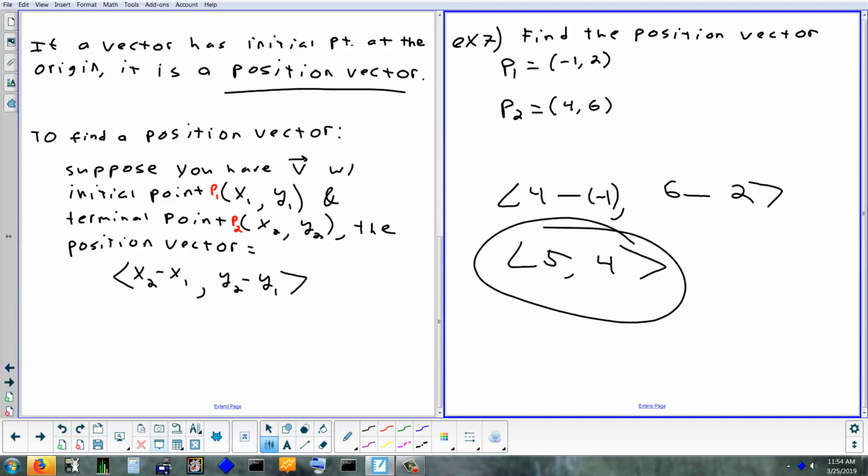So this vector has a horizontal component of 5 and a vertical component of 4. So if you wanted to start at the origin and draw it, go 5 right and go 4 up and stop. That's how you'd sketch it. Okay, any questions on that?